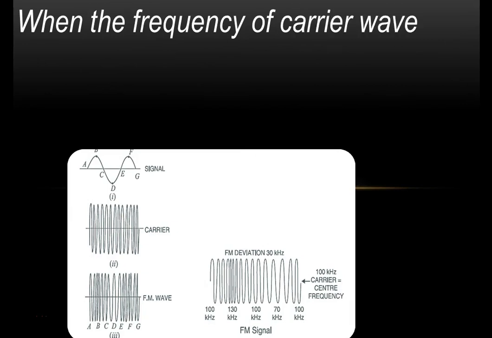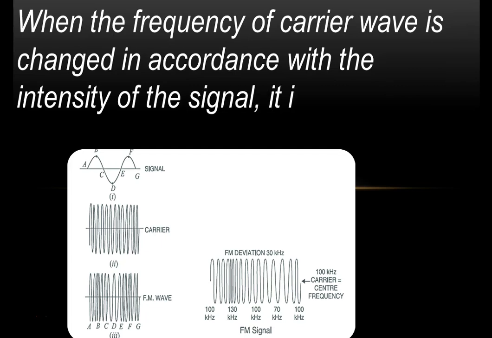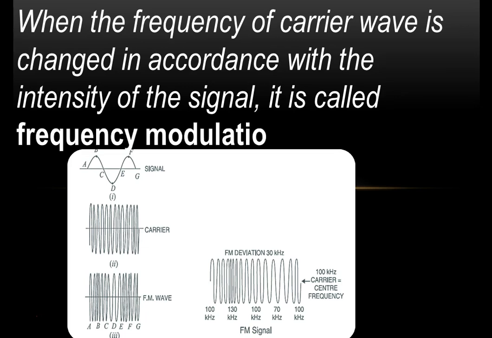When the frequency of the carrier wave is changed in accordance with the intensity of the signal, it is called frequency modulation. Here, this is a carrier wave, high frequency. This is a sinusoidal wave, low frequency, and contains information. That information is to be now contained in the frequency of the carrier.